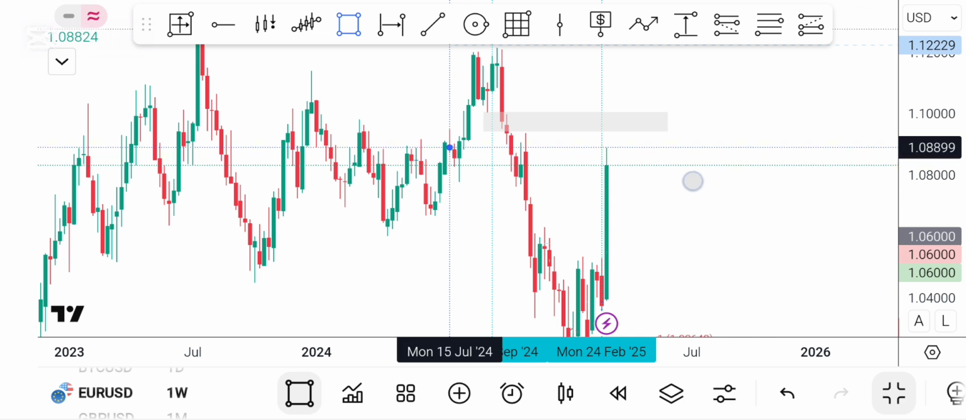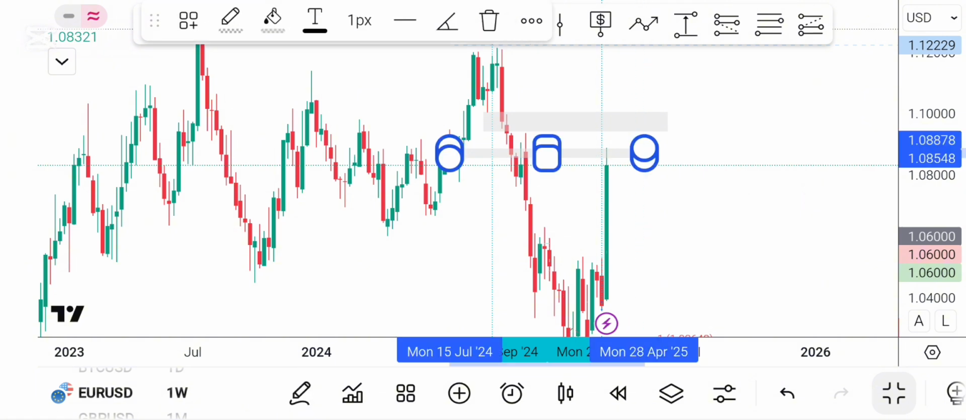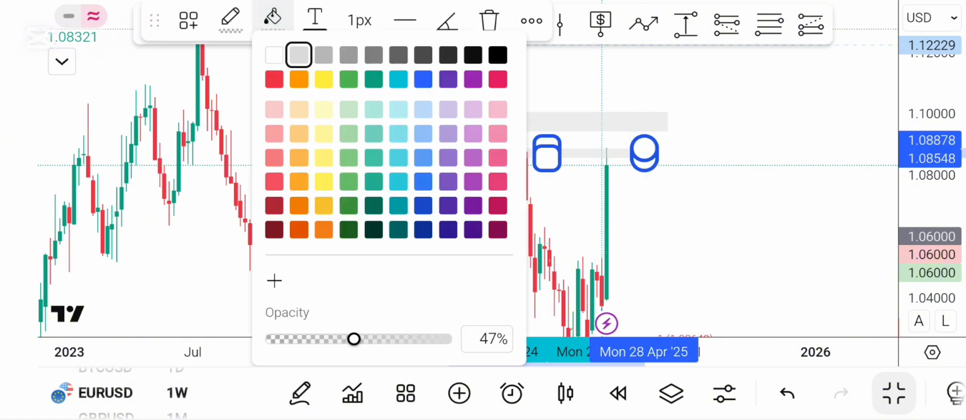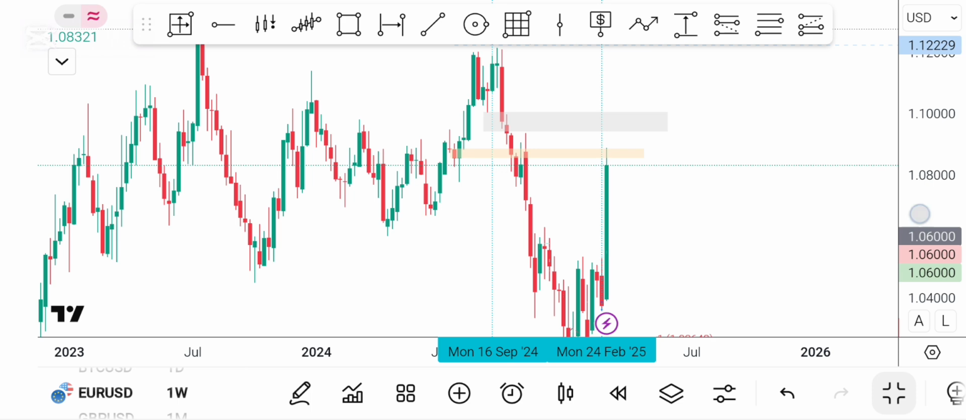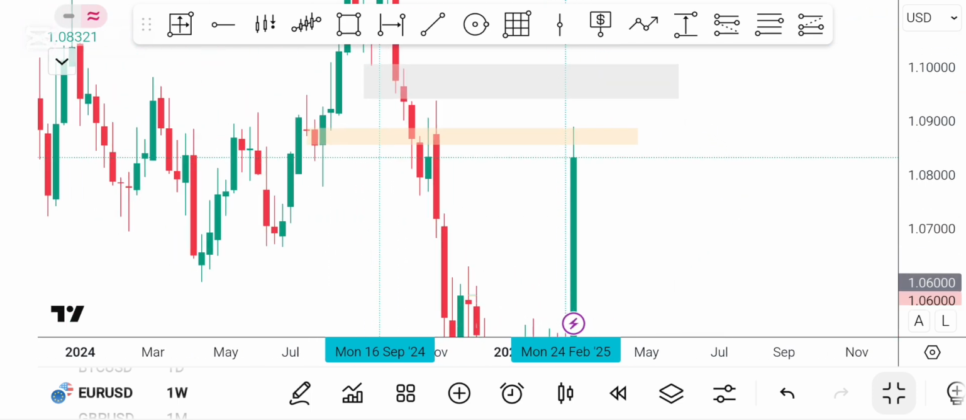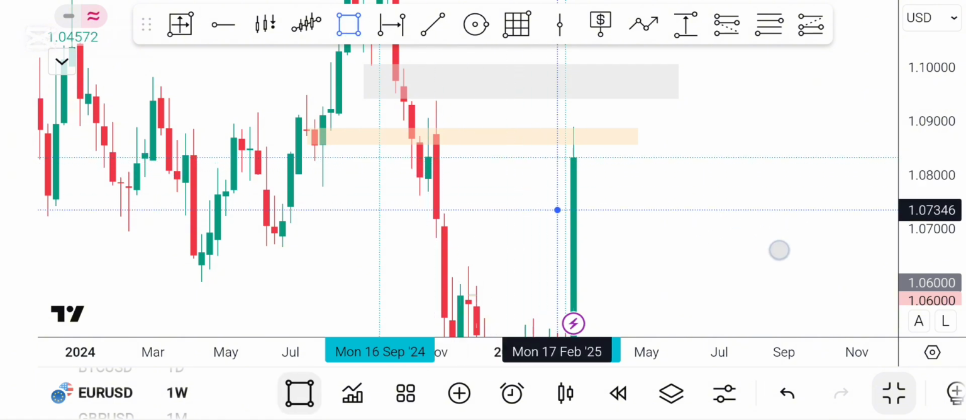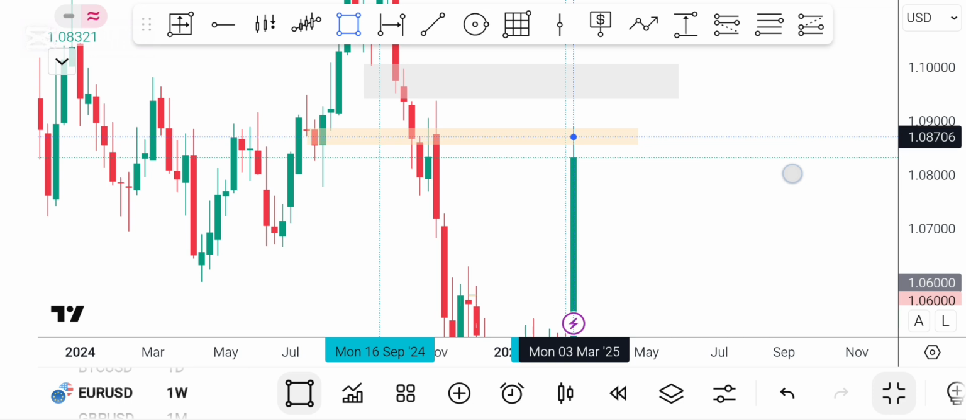A breaker block, this sell candle right here. This is a breaker block right here, and we are currently trading into that breaker block. That was the trading for last week. We are currently trading into that breaker block, and equally we also have this bearish order block right here, which is this candle, even though we have already traded above that bearish order block.